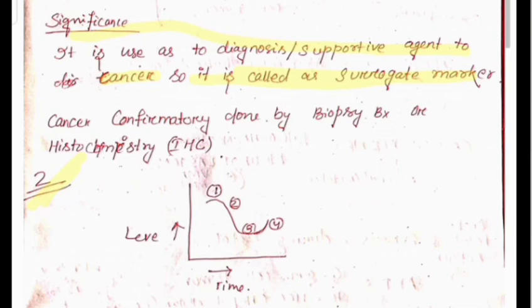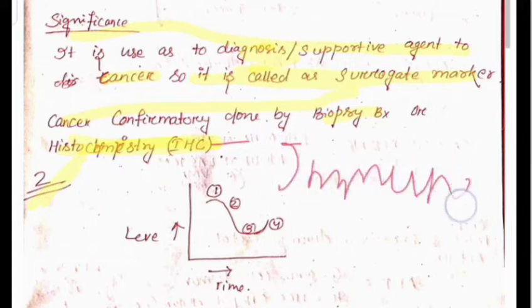Besides that, we should importantly note down that it only supports the diagnosis of cancer. But what are the confirmatory diagnoses? That is biopsy or histochemistry, IHC, immunohistochemistry. These are the confirmatory diagnosis of the cancer, whereas biomarkers are the supportive diagnosis.